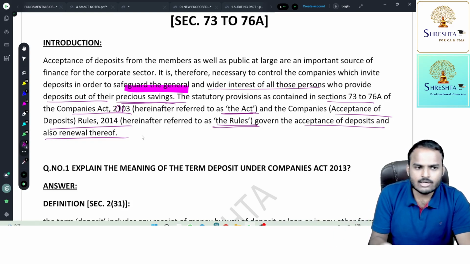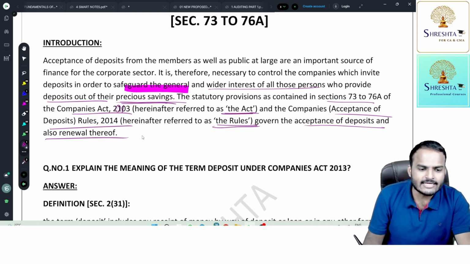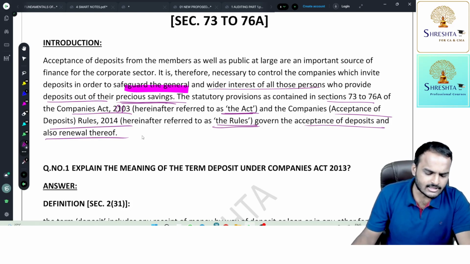If you read this entire paragraph, you will come to know. And in this chapter, we are going to discuss some 3 to 4 things. One is, who can accept deposits from whom? And the procedure to accept deposits. Next, penal provisions if you violate the mentioned regulations. If you violate any regulation, then penal consequences. So all these things we are going to discuss in this chapter. So let's begin with question number 1.